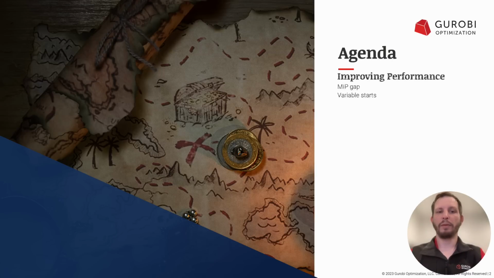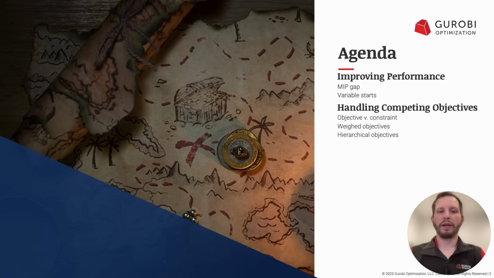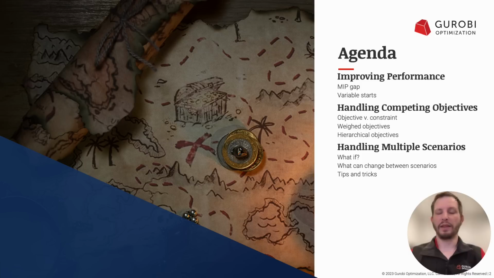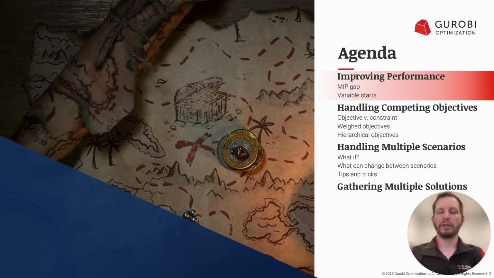What we're first going to talk about are ways that we can improve performance via understanding MIP gap and variable starts or warm starts. We're then going to talk about handling competing objectives, so multi-objective optimization. Then we're going to look into handling multiple scenarios, what-if analysis, and things that you can change between scenarios. And then how we can gather multiple solutions. So let's hop into improving performance.